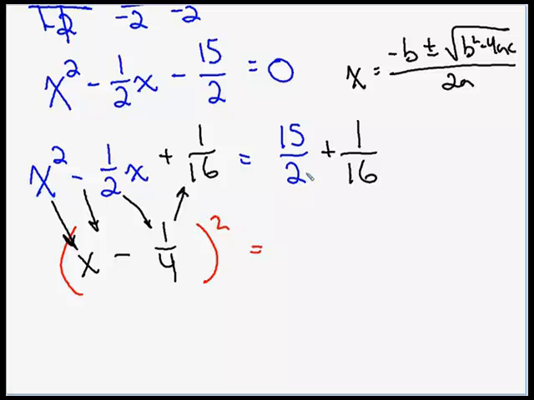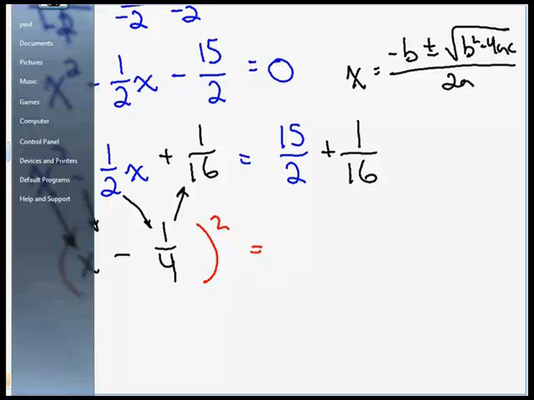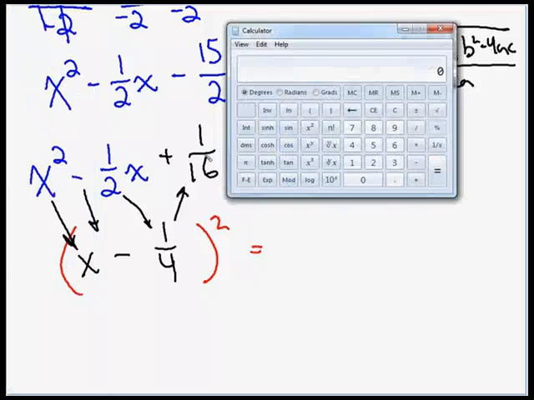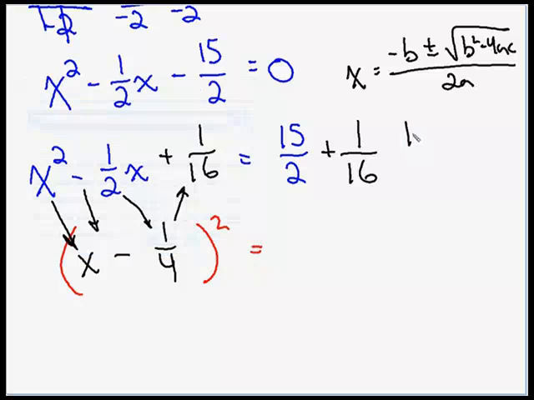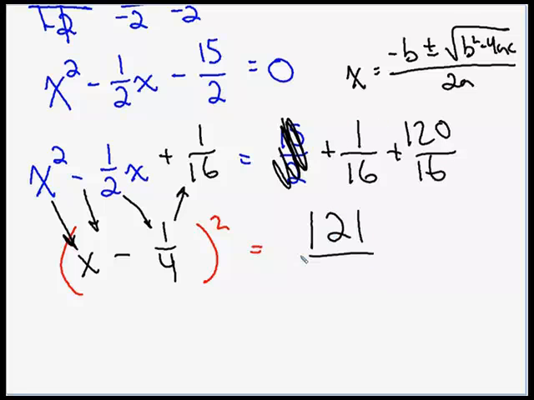And let's see here. I'll probably need my calculator on this. I want to get a common denominator there on the right hand side. So to get this denominator to match 16, I'm going to multiply by 8. 15 times 8 is 120/16. And this is a plus. And then we can add those together and get 121/16.